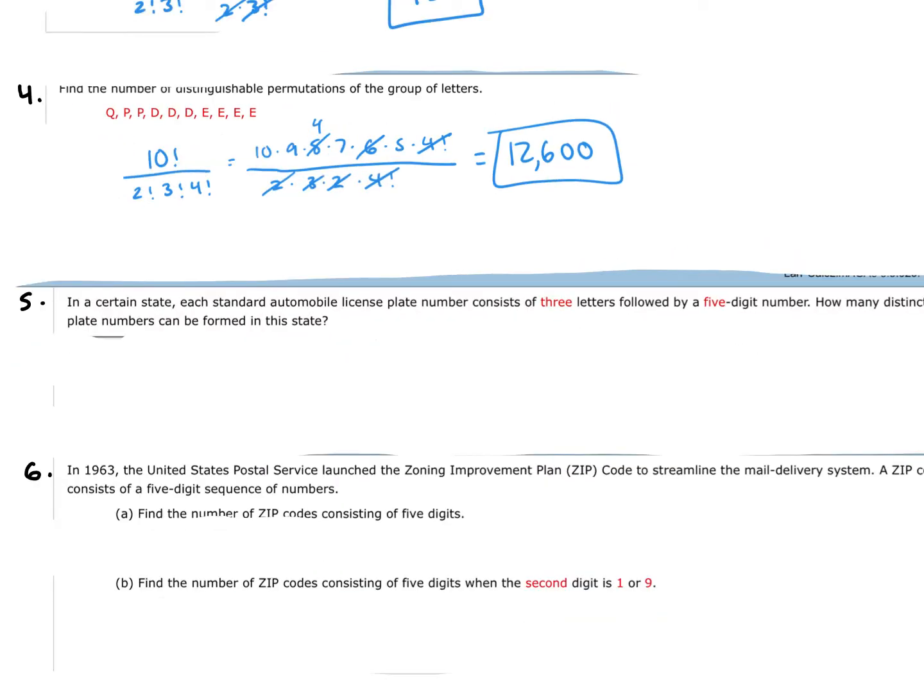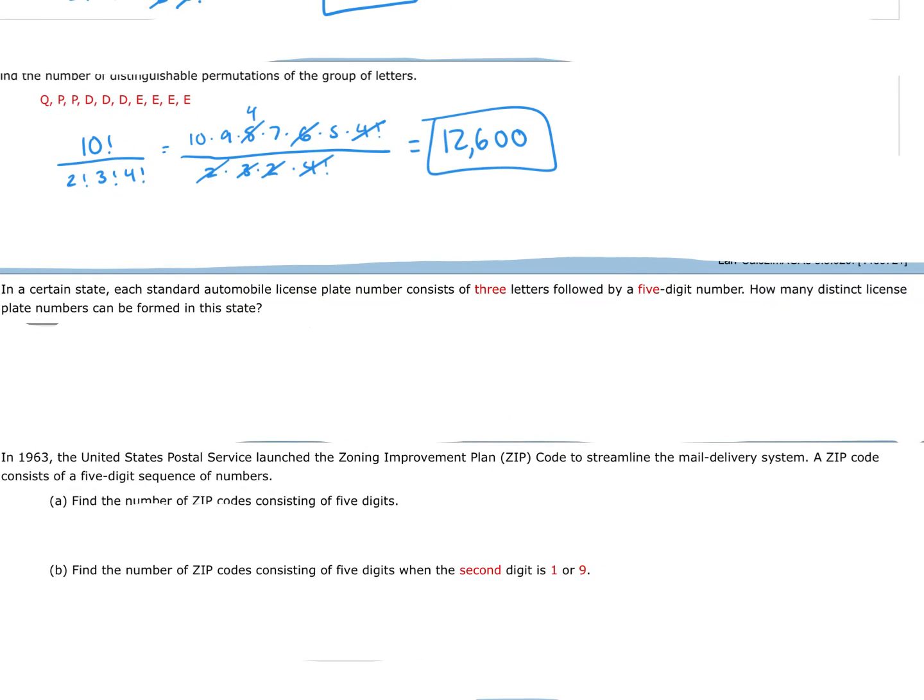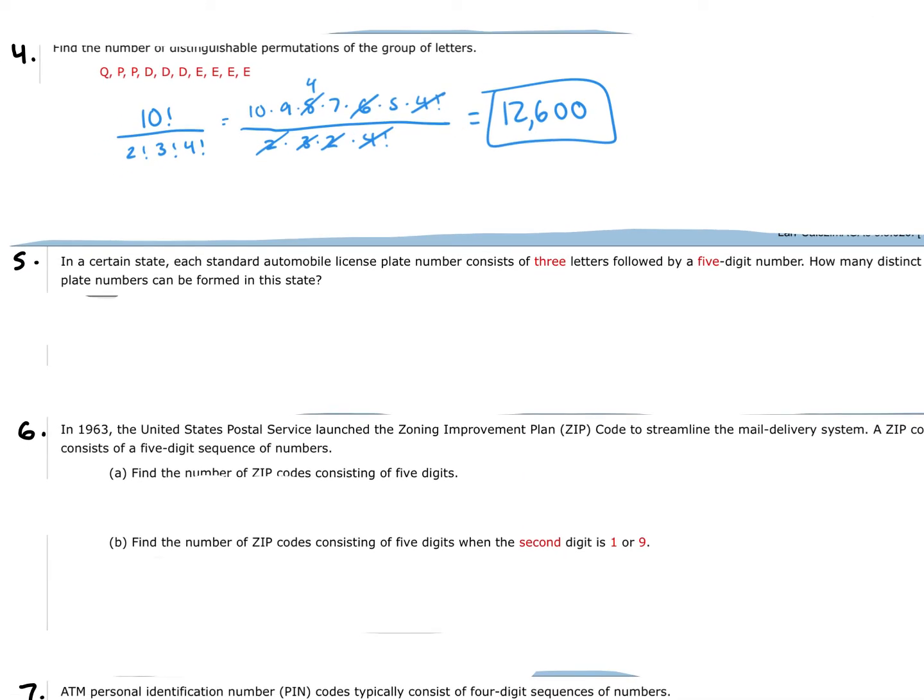In a certain state, each standard automobile license plate number consists of 3 letters followed by a 5-digit number. How many distinct license plate numbers can be formed in this state? So we start with 3 letters followed by a 5-digit number. So how many letters do I have totaled?